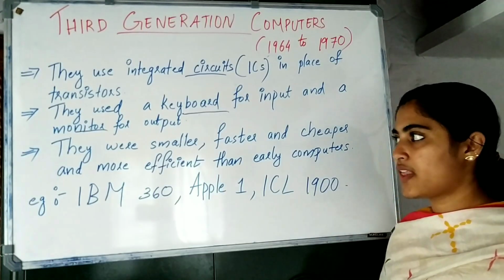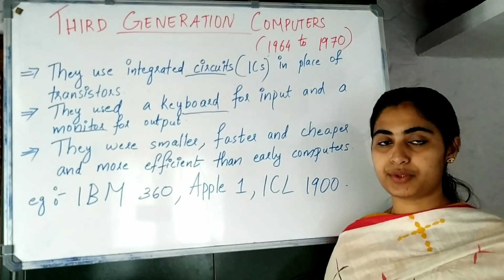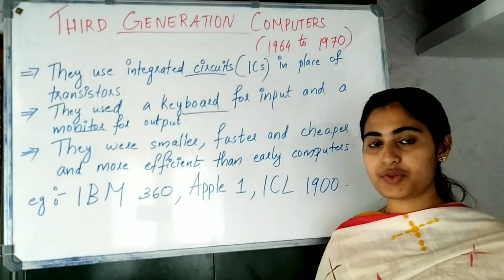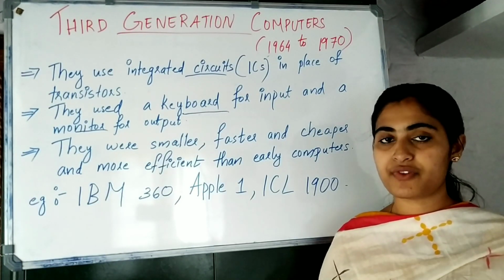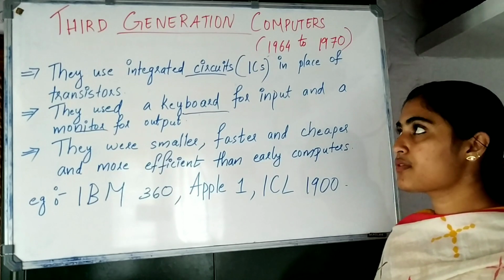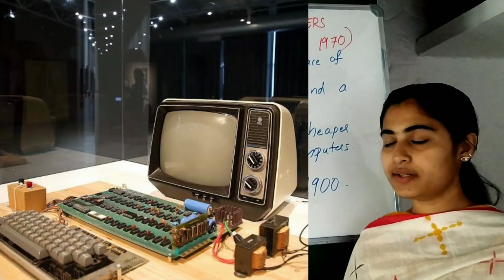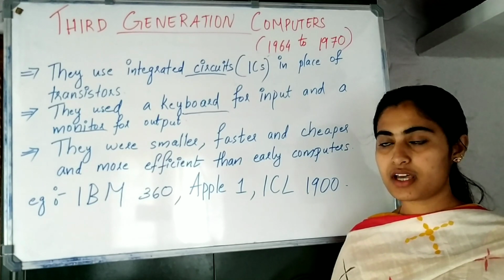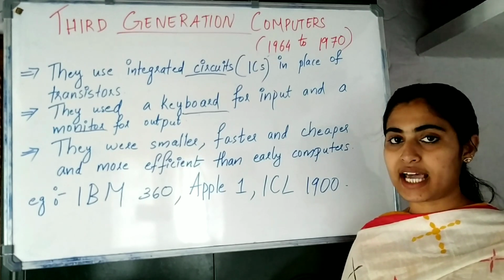And next point is they were smaller, faster, cheaper and more efficient than the earlier computers. Moving on to each generation, the computer size becomes very small. They become much faster and more efficient. And examples for third generation computers are IBM 360, Apple I and ICL 1900.